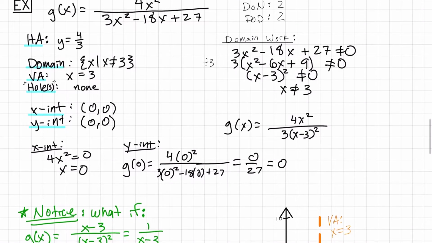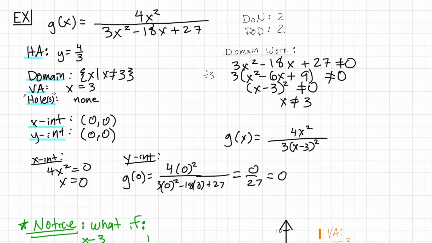X-intercepts, Y-intercepts, we've been doing this for a long time, but let's do it anyway. So for my X-intercept, I'm going to set the numerator to be equal to 0. 4x squared equals 0. So for x, well, x equals 0. So since x equals 0, I instantly know that I have an X-intercept at 0, 0. So that means that is also the Y-intercept. But I could check it. So plug in 0, and I end up with 0 over 27, which is 0.